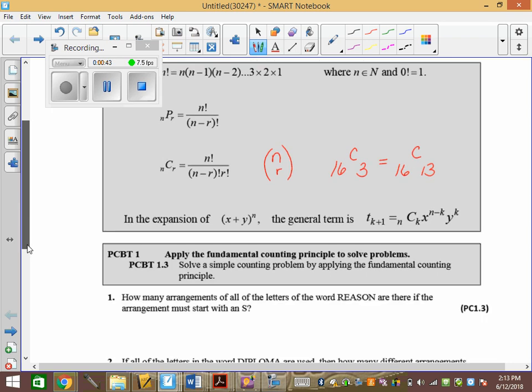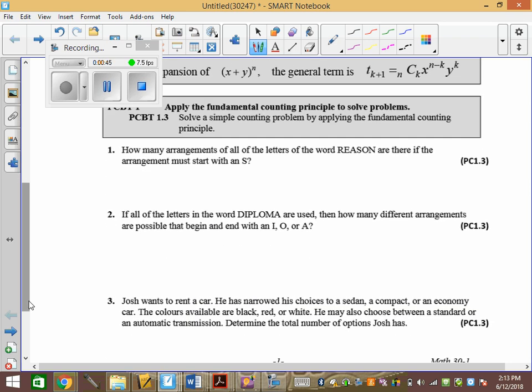All right. How many arrangements of the letters of the word reason are there if arrangements must start with an S? Now, if it has the word arrangement, it's a permutation. If it's a word, it's a permutation. So this is guaranteed to be a permutation, okay? Now, what do we have to check off with words? We have to make sure that there's no doubling or tripling letters. If there is, we have to divide by them.